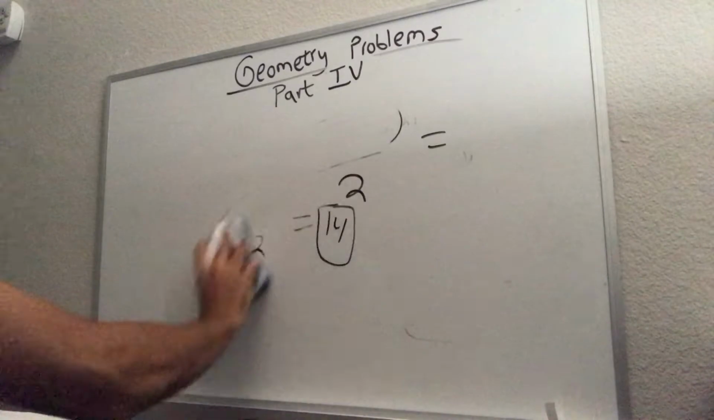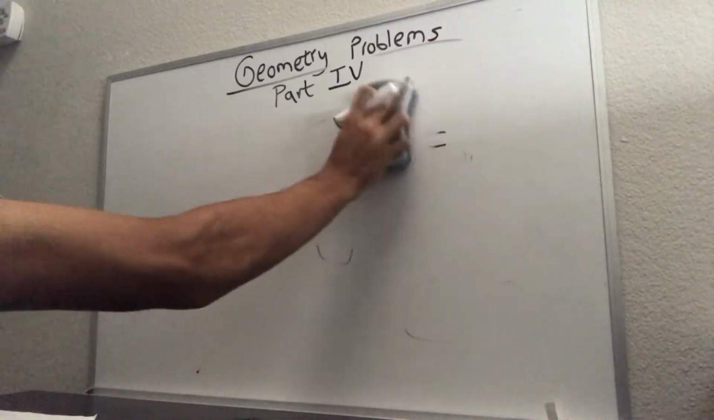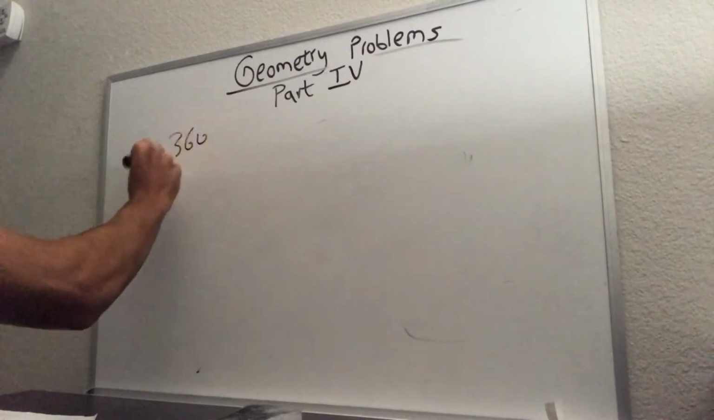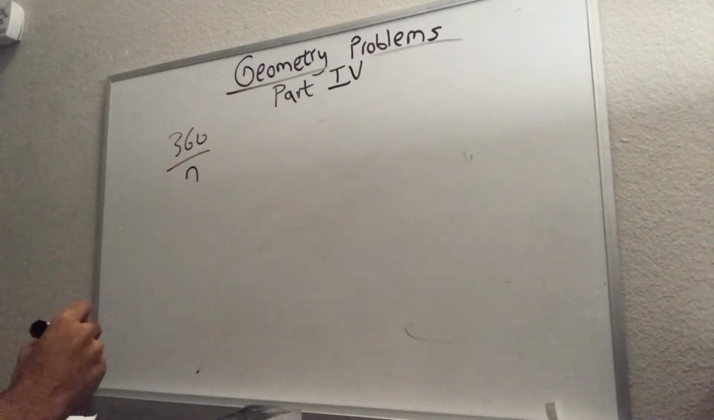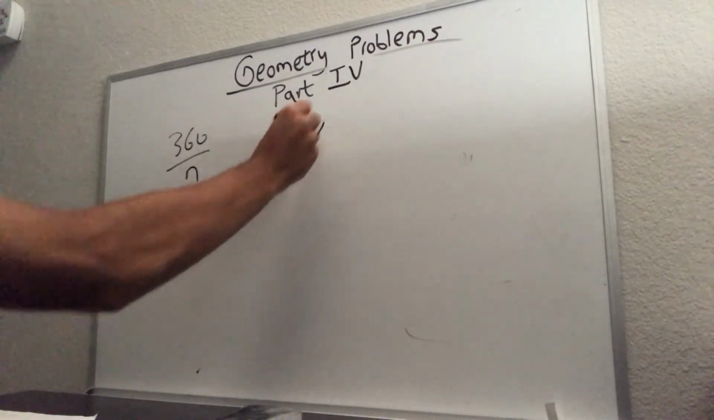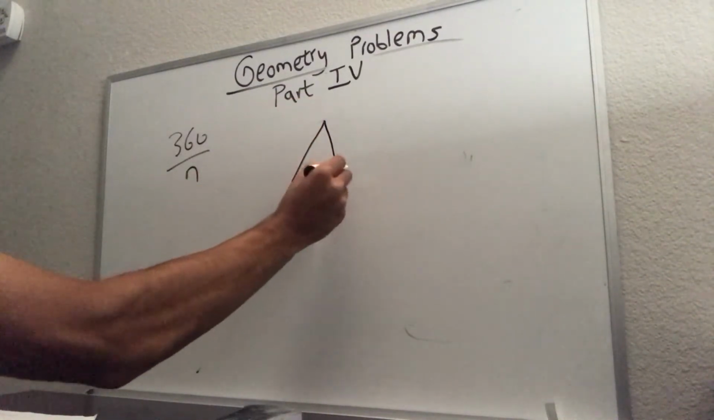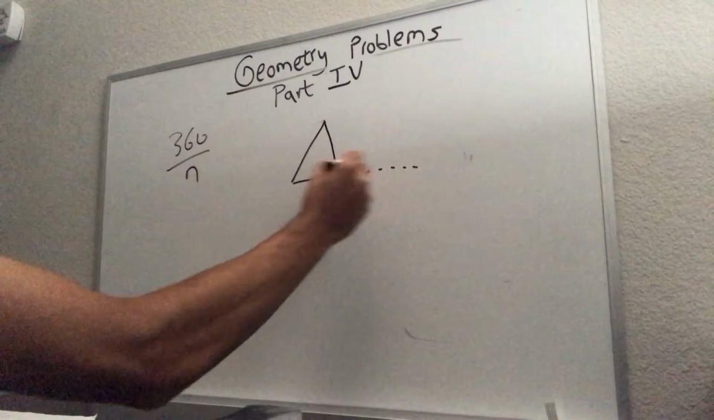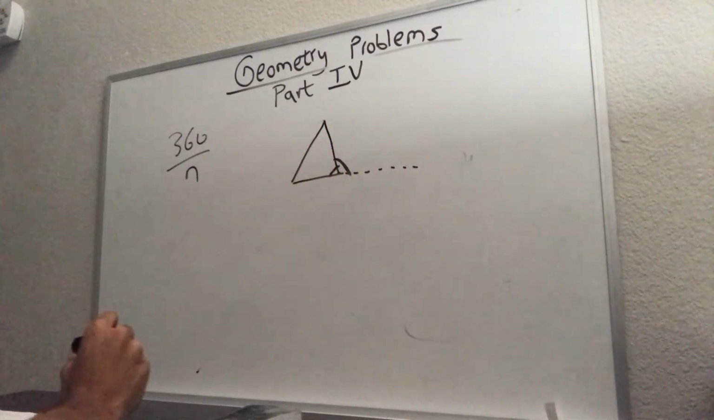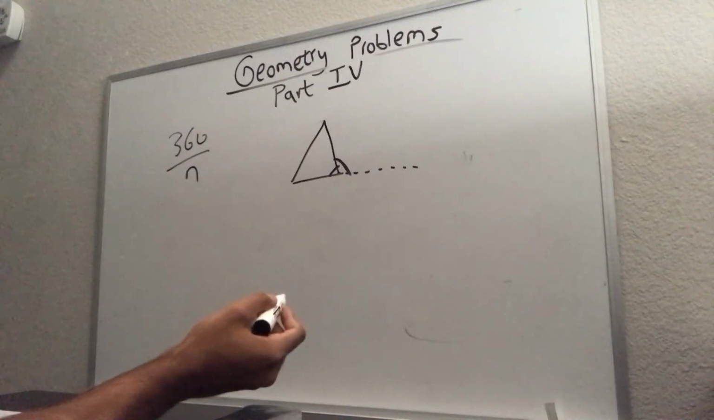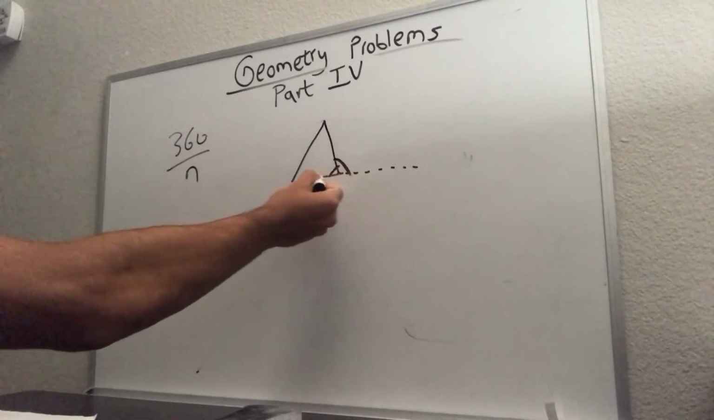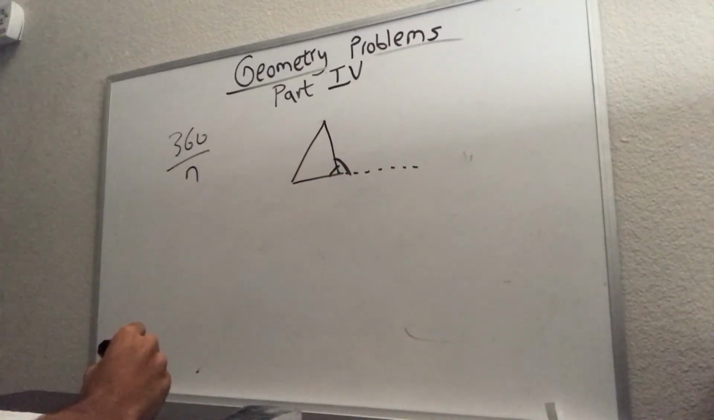When I was talking about the exterior angle, it's 360 divided by n. The exterior angle is really something like that, right? If this is the interior angle, this is the exterior angle, and clearly the sum of the exterior angle and the interior angle add up to 180 degrees because it's really a straight line here, so that's why it adds up to 180 degrees.